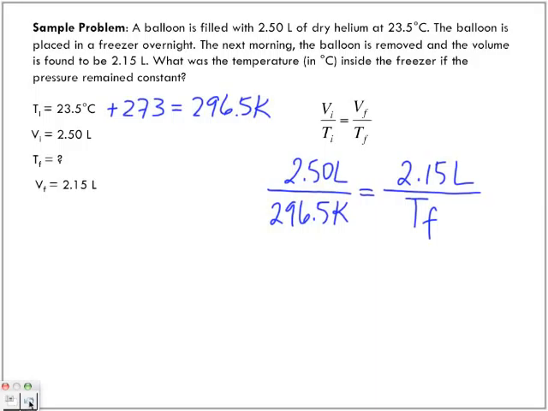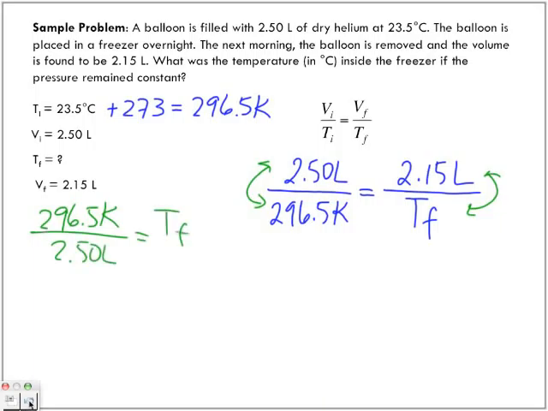Just like the sine law in math, if you just flip. But if you're going to flip these two, make sure you flip these two as well. So what you can do is write it as follows: 296.5 Kelvin over 2.50 liters equals TF over 2.15 liters. You can do that if you want.